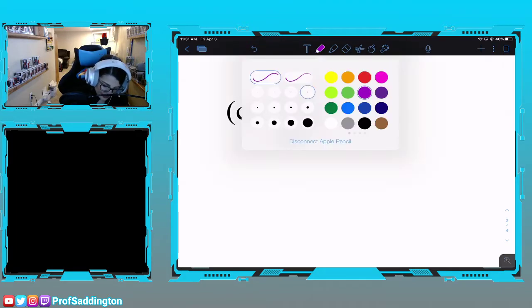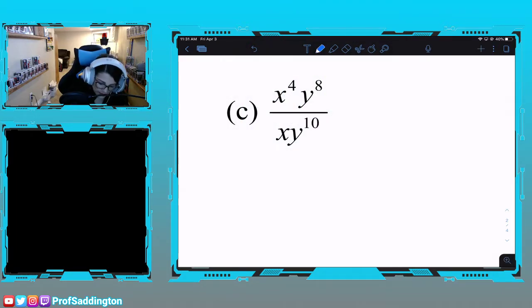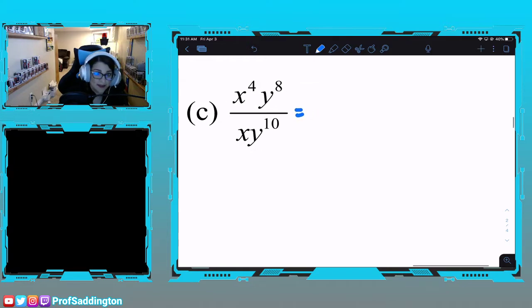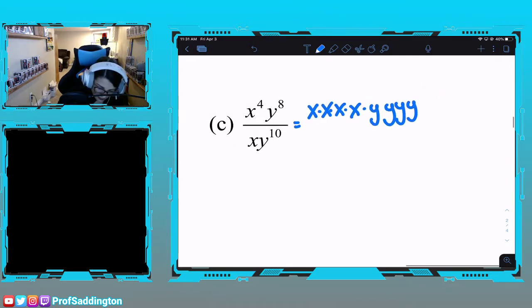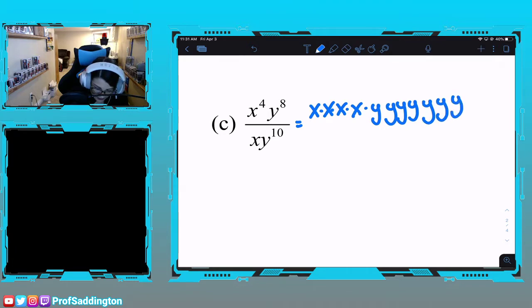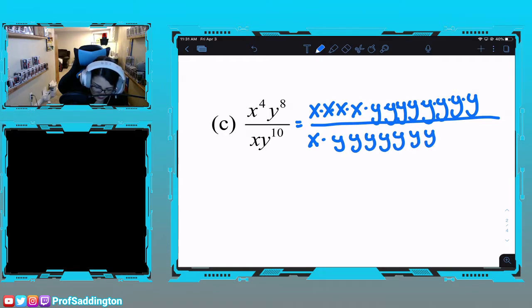Scooching over to our next example. So this one has more than one variable, but we're still going to solve it the same way. So I have 4 x's, 1, 2, 3, 4. And then I have 8 y's, 1, 2, 3, 4, 5, 6, 7, 8. All over 1 x and 10 y's. 10.